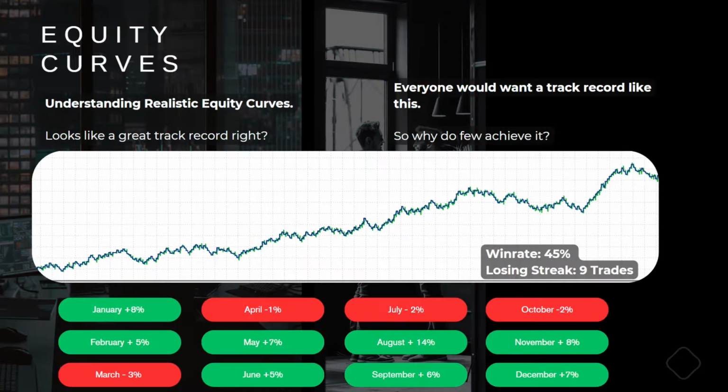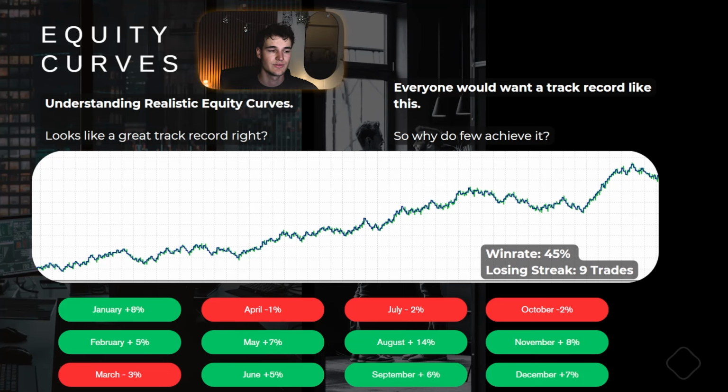Hey guys, so today I'm going to do a little presentation about trading psychology, why most traders fail when it comes to trading psychology, and how to improve your overall trading psychology. So let's just get right into it. The first thing I want to talk about is the equity curve and understanding realistic expectations.